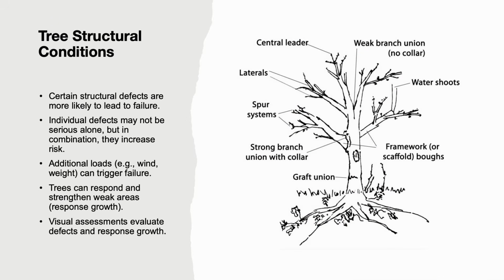Some structural defects are more likely to lead to tree failure than others are. While a single defect might not be a serious concern on its own, multiple defects can work together to increase the risk, especially when additional forces like wind or weight are added. However, trees do have the ability to respond to weakness through what we call response growth, strengthening areas under stress. When we visually assess a tree, we look at both the defects and the presence of response growth to judge how likely failure will be.